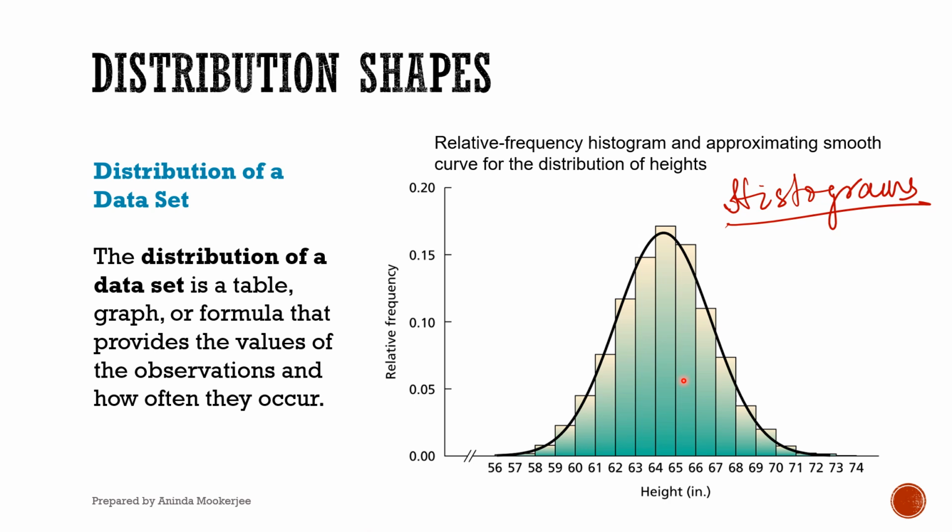Now, distributions are not always symmetric. They can be skewed. They can be right skewed or left skewed.